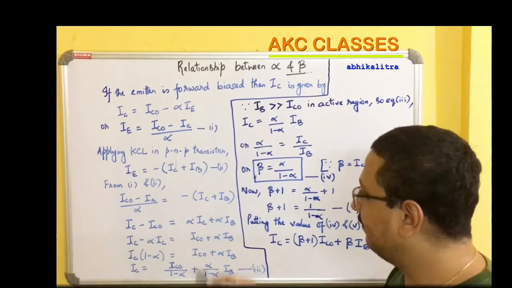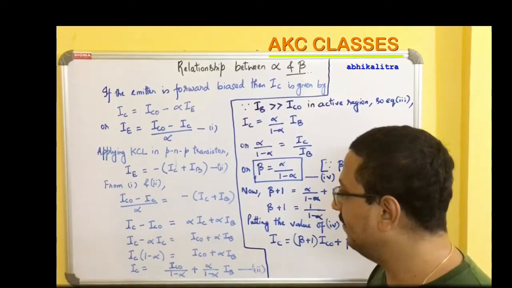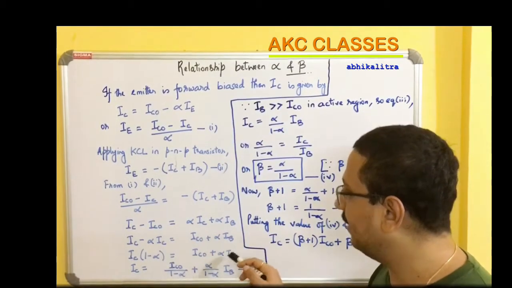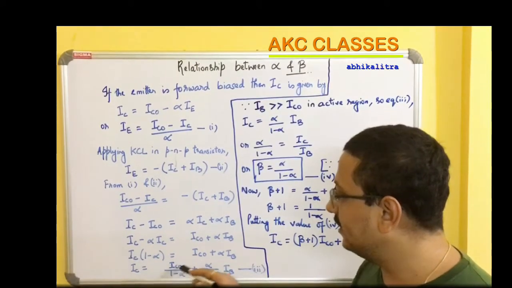Now we take IC to the left hand side and take IC common to get 1 minus alpha. The remaining ICO comes to this side, and alpha times IB is already present. With this configuration, we will obtain IC equals ICO.